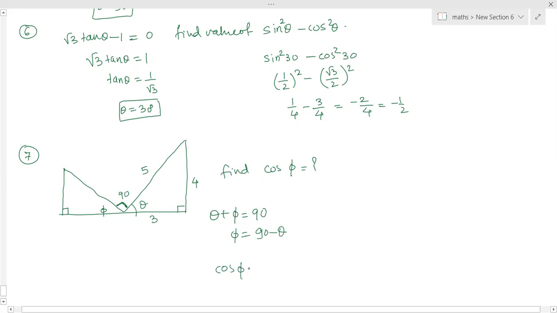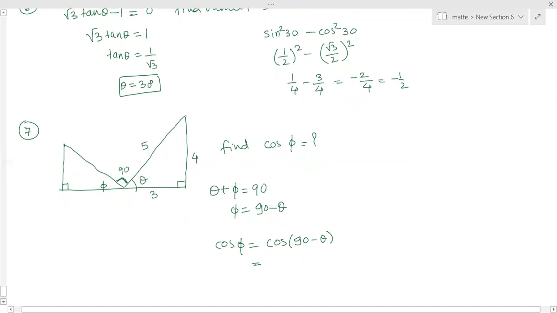Cos phi can be written as cos of 90 minus theta. So what is cos 90 minus theta? It is sin theta. So can you find out the value of sin theta? Yes, ma'am, 4 by 5. This is the value of cos phi.